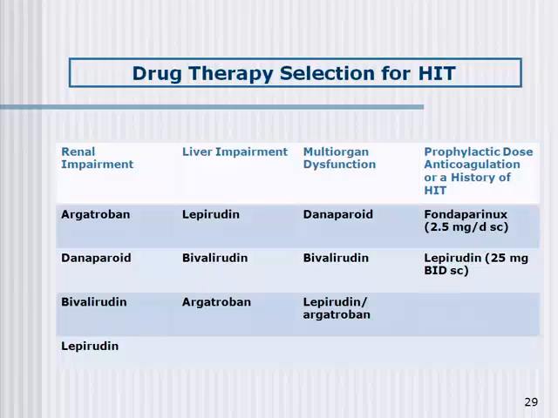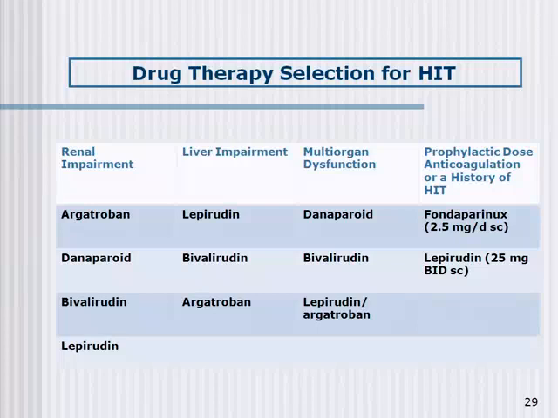Slide 29, drug selection. This is really based on, well, do you have renal impairment? Do you have liver impairment? Do you have multi-organ dysfunction? Or is all you need a prophylactic dose to prevent DVT in a patient with a history of HIT?